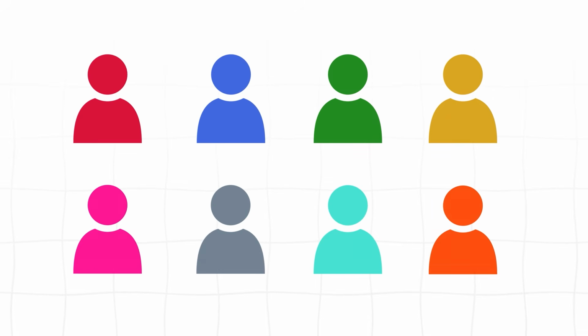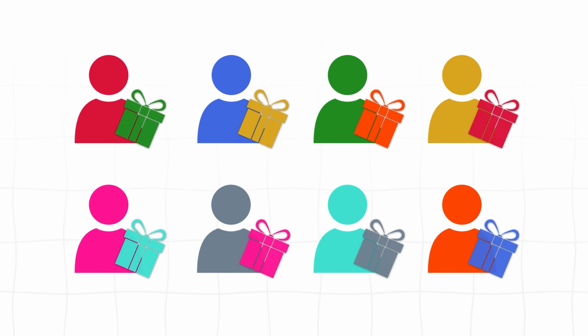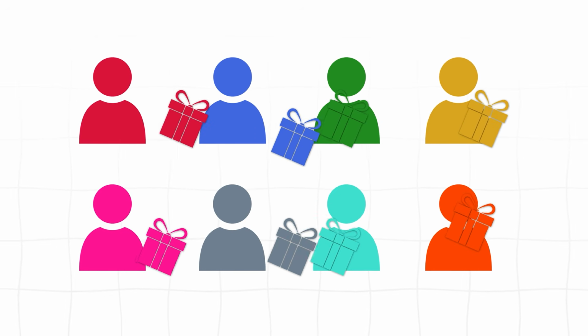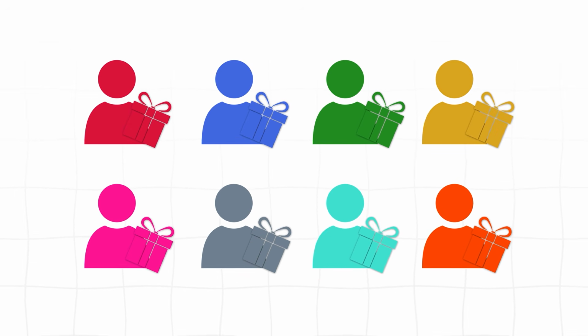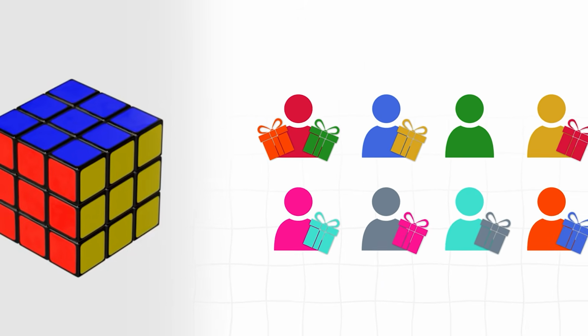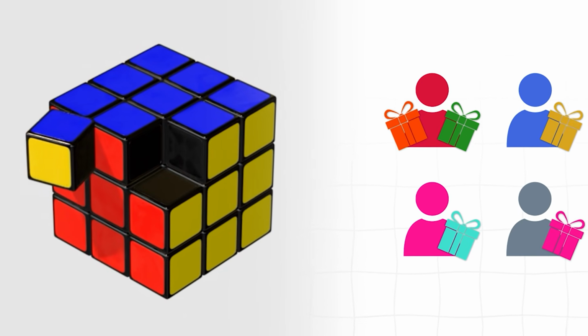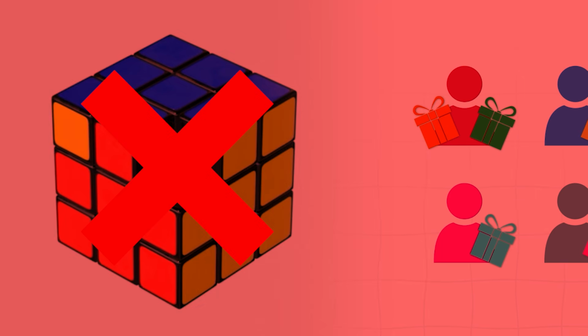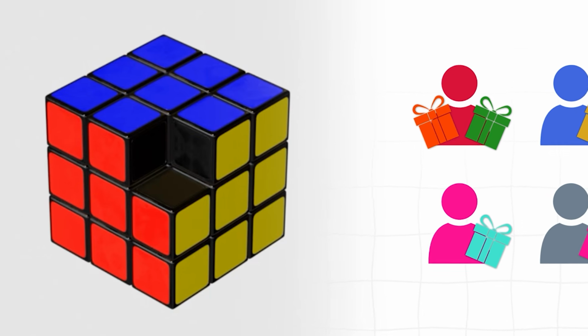To explain this, let's say there's 8 friends, and each friend has bought a gift for another friend. The goal is for everyone to give each gift to the right person, but each person can only hold one gift at a time. Just like how on a Rubik's Cube, there's always exactly one piece in each spot. You can't have just 2 or none.